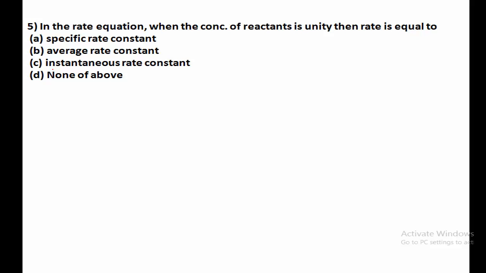Then the fifth one: in the rate equation, when the concentration of reactants is unity, then the rate is equal to what? Suppose I write R is equal to K, the rate expression, K into [A][B]. This is the rate expression. If I say the concentration of A and B is unity, what will happen? R, that is the reaction rate, is equal to what? K. Since A and B are unity, it is 1 and 1 only. 1 into 1 is 1, and 1 into K is K. So the rate of reaction becomes equal to K.